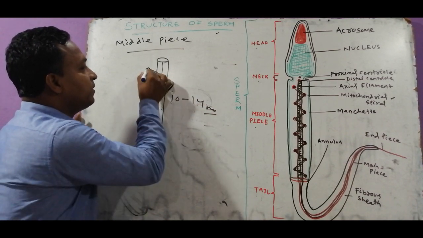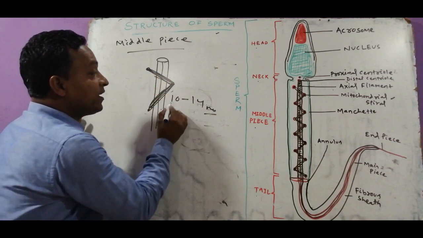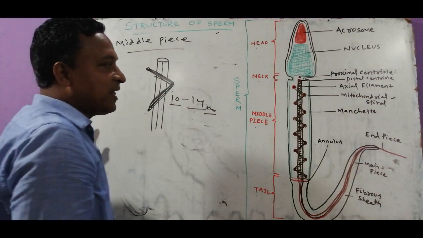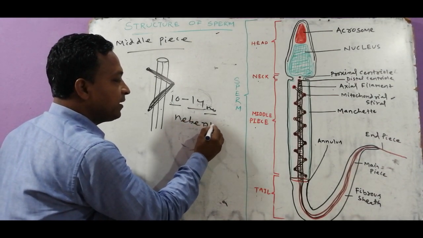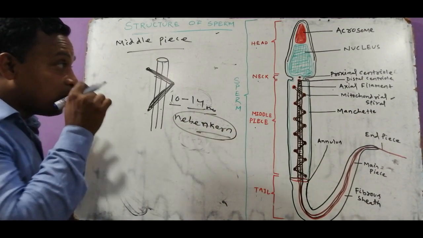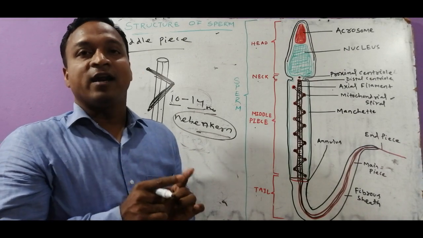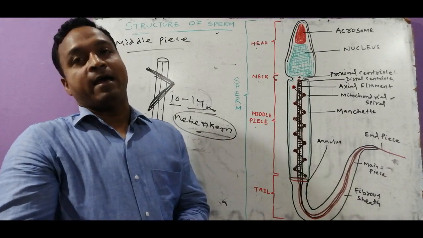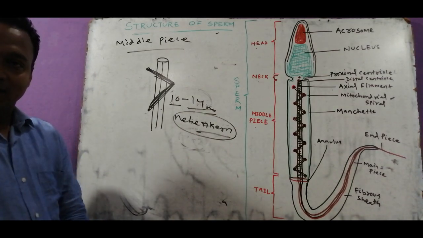These mitochondria are spirally coiled around 10 to 14 times, and we can call that the Nebenkern column. When the axial filament is covered by the mitochondrial spiral nearly 10 to 14 times, we can call that which term? Nebenkern column. Yes, clear cut.